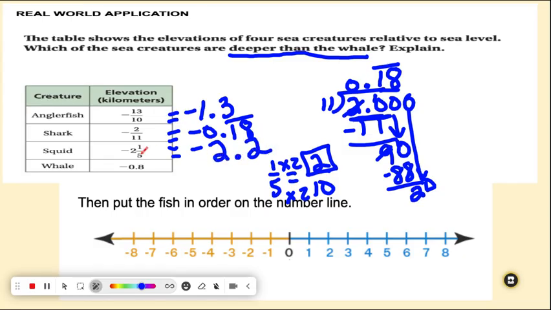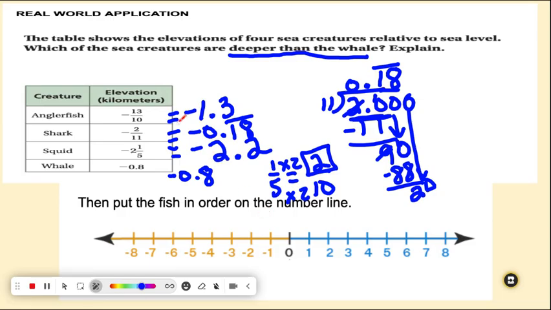So if you can put it into a tenth or a hundredth, you can just write the number. Tenths place is right after the decimal. And then the whale is already written in decimal form. So negative 0.8. So now let's put the fish on the number line.